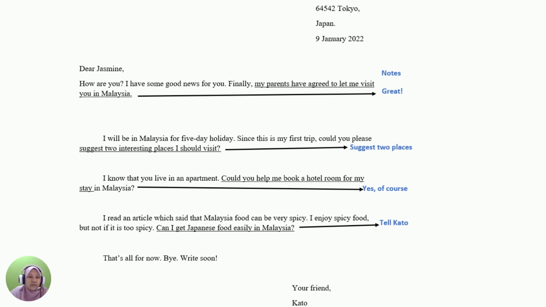Okay, next paragraph. Suggest 2 interesting places I should visit. Third paragraph. Could you help me book a hotel room for my stay in Malaysia? So this is the question we have to answer or reply. And last paragraph. Can I get Japanese food easily in Malaysia? So we have to tell Katu later on.